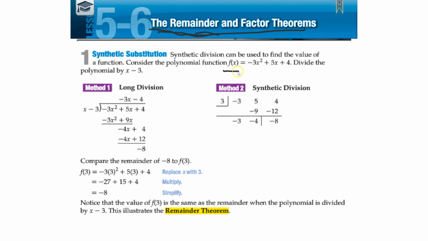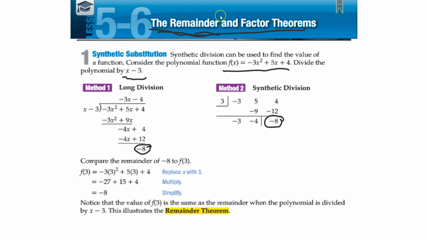If we have a function negative 3x plus 5x plus 4, and we want to divide that by x minus 3, a couple of videos ago we talked about how you could do it two ways. Long division, and then you get a remainder of negative 8. If we do synthetic division, remember we do the opposite. We have to use positive 3. And then you get the exact same answer, a remainder of negative 8.